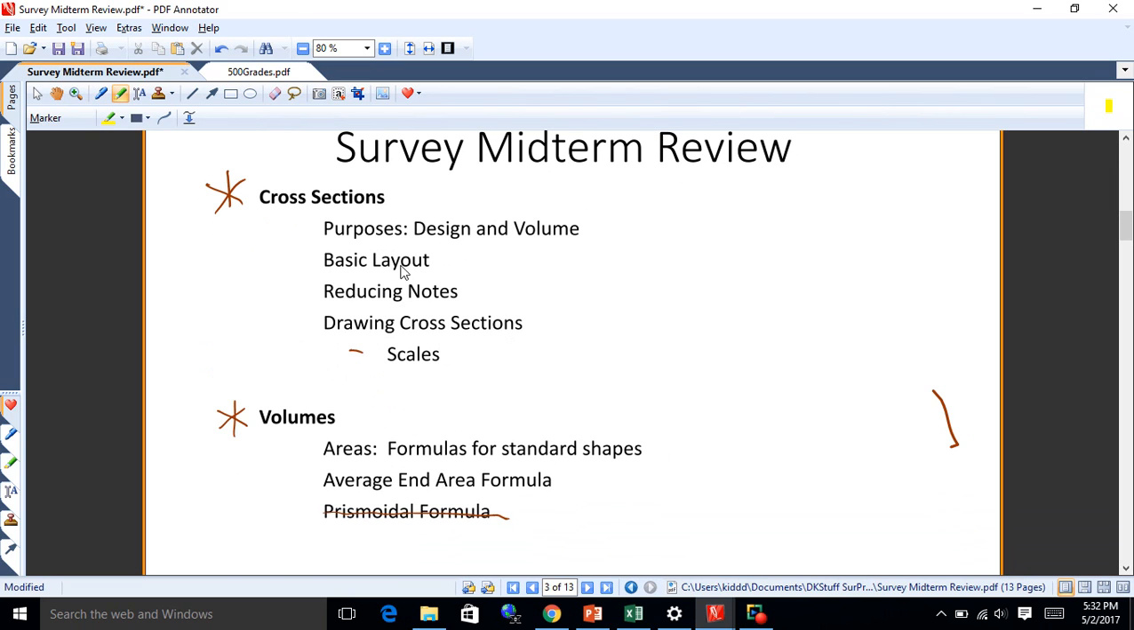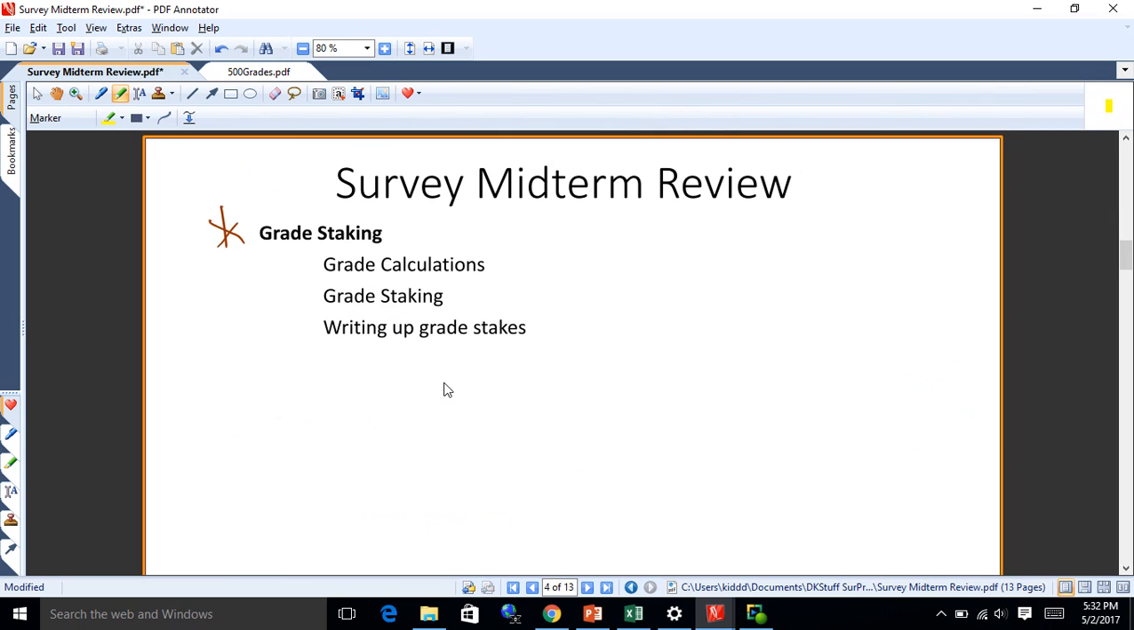Then we did cross sections and volumes. Okay, we did not do the prismoidal formula, so I've scratched that off. But we did cross sections where we reduced the notes and drew up cross sections to scale. And we did volumes, finding the areas and then finding the volumes for different shapes. We also did grade staking.